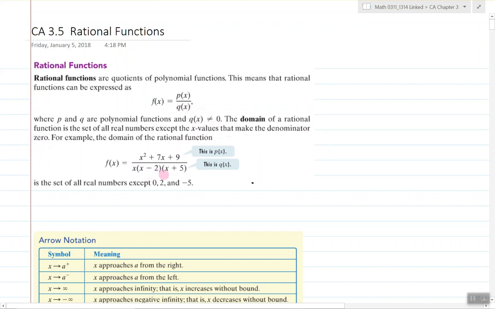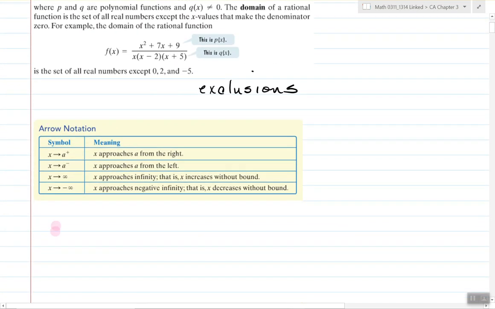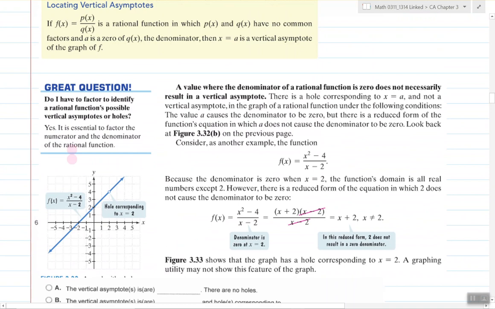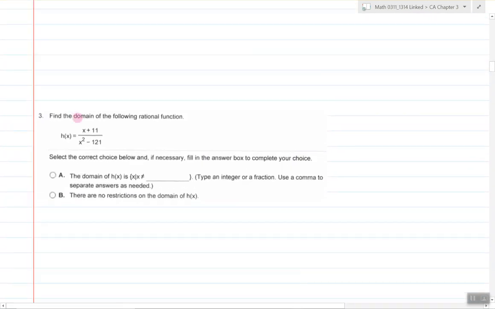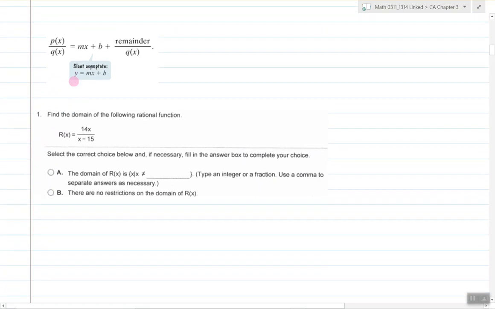So they give us the first example, and it says, suppose you had this, and we looked at q of x, and it happens to be given to us in factored form, then the domain would exclude 0, would exclude 2, and would exclude -5. When we talked about rational expressions earlier, we called these exclusions, and that is still important. All right, we're going to skip this arrow notation for right now and try to get to the first few questions.